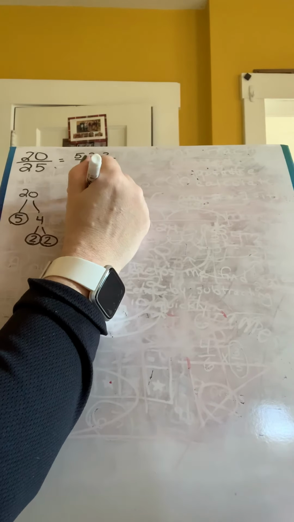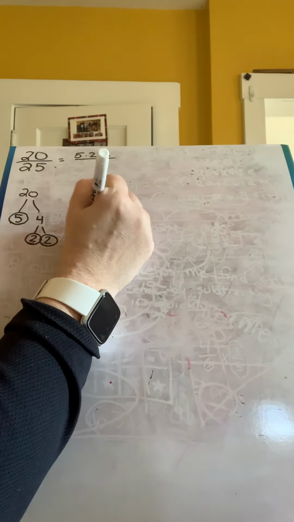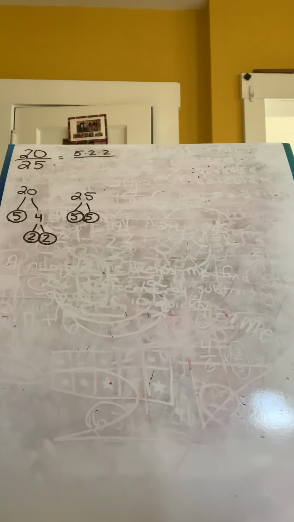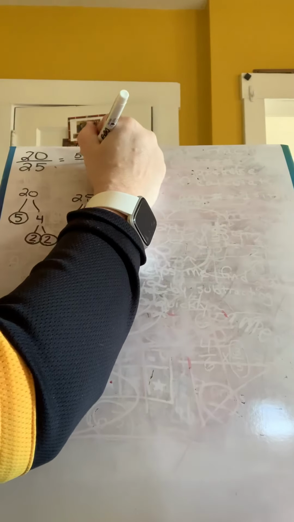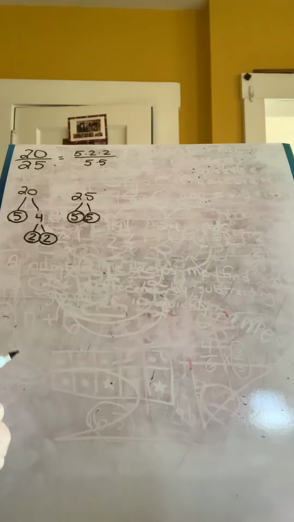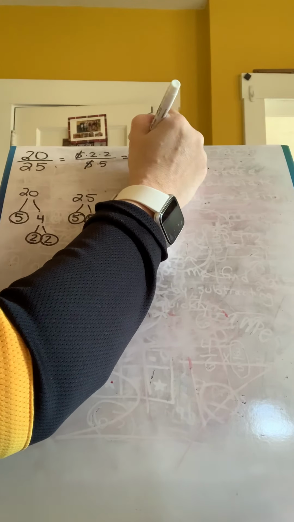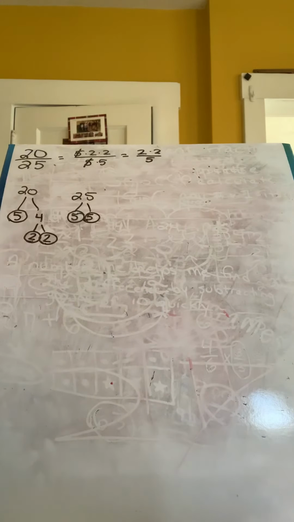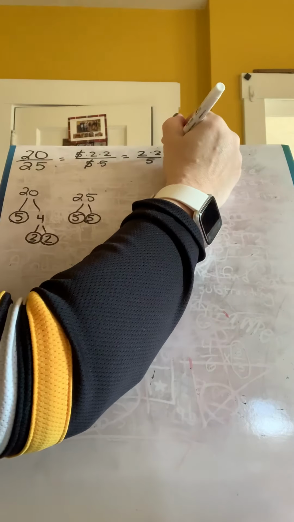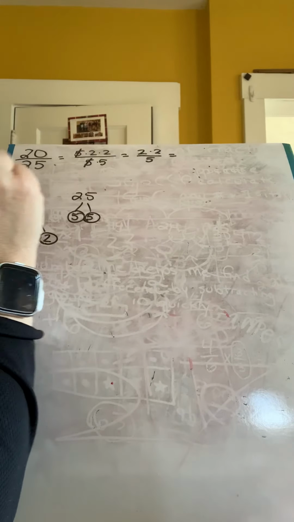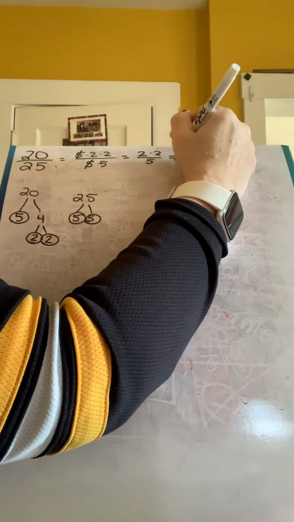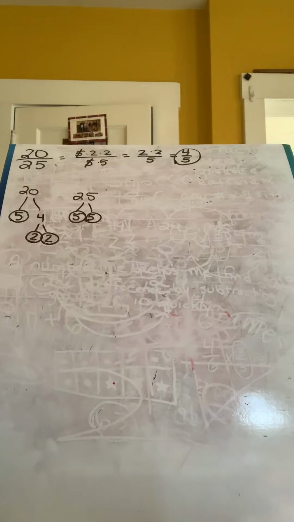25. 5 times 5. 5's prime, so I'm done there. 5 times 5, 25. Great. What do they have in common? They both have a 5. So then I'm left with 2 times 2 over 5. Okay, well, let's put 2 and 2 together. 2 times 2 is 4. And 5 remains. 4/5. 20/25 is 4/5. Great job.